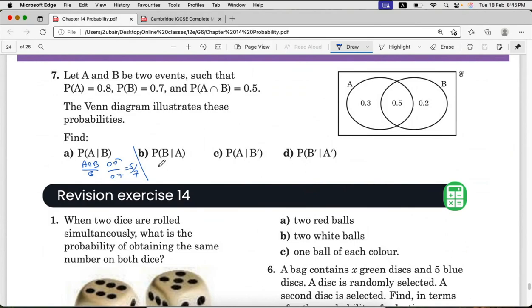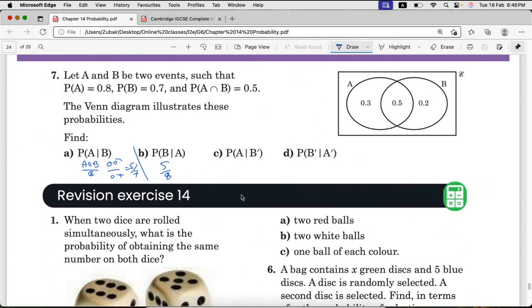Okay. Done? B part. So 5 by 8. Haris, B given A is the intersection 0.5 divided by A, that is 0.8. So 0.5 by 0.8 is 5 by 8. Yeah. Haris, try C part.